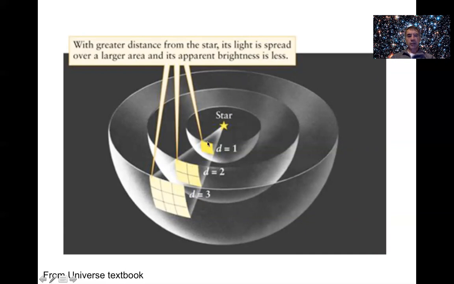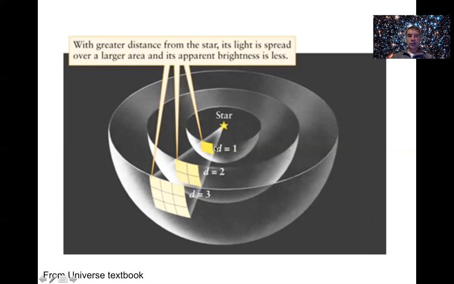Because light travels in straight lines, the total amount of energy going into this cone per unit time is going to be constant. So you've just got a segment here, if you like. At this closer distance, illustrated by d equals 1 here, all of that energy is going through that square. But by the time you've doubled the distance, that same amount of energy is now spread over 4 squares.